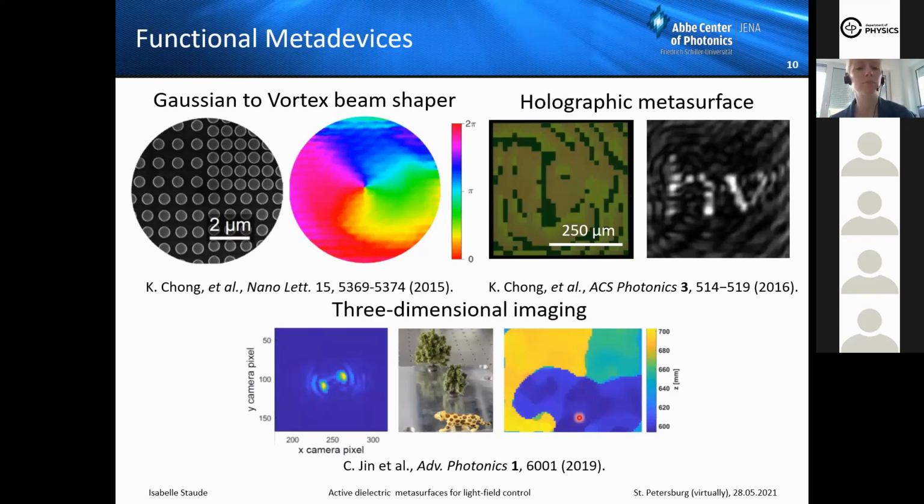They have a few nice properties, like the efficiencies are way over 80% now. The structures are typically very flat, and also quite robust, and CMOS compatible because it's just silicon on glass.